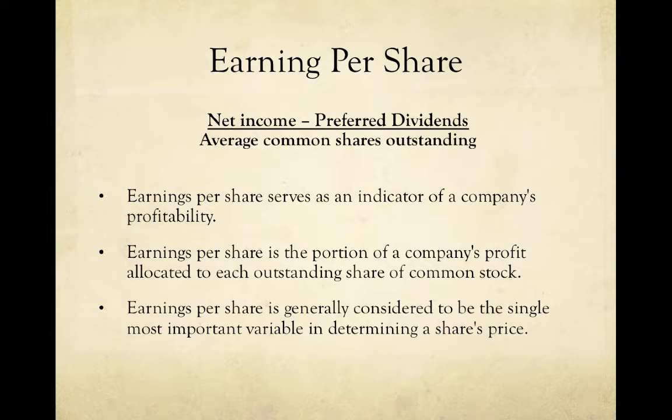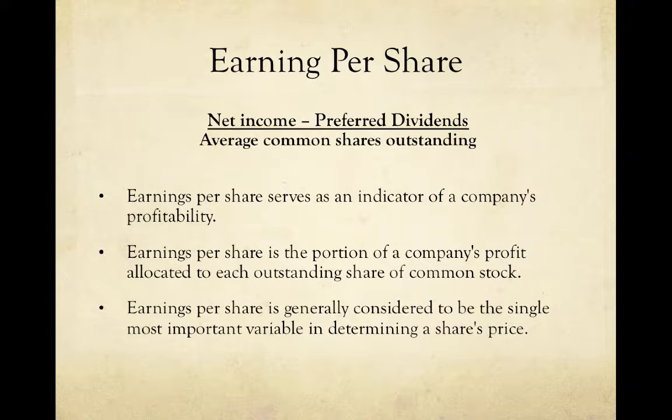Going back to what I was saying earlier about earnings per share as a portion of the company's profits allocated to each outstanding share, what I mean by that is if you take a look at a company, and let's say they have 100 shares of common stock, and for the year they had net income of $100. When you take $100 of net income and divide it by 100 shares, the earnings per share would be $1 per share.